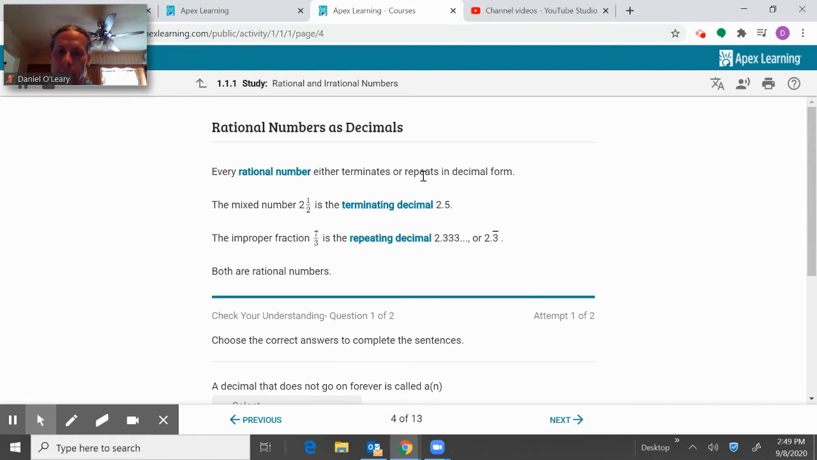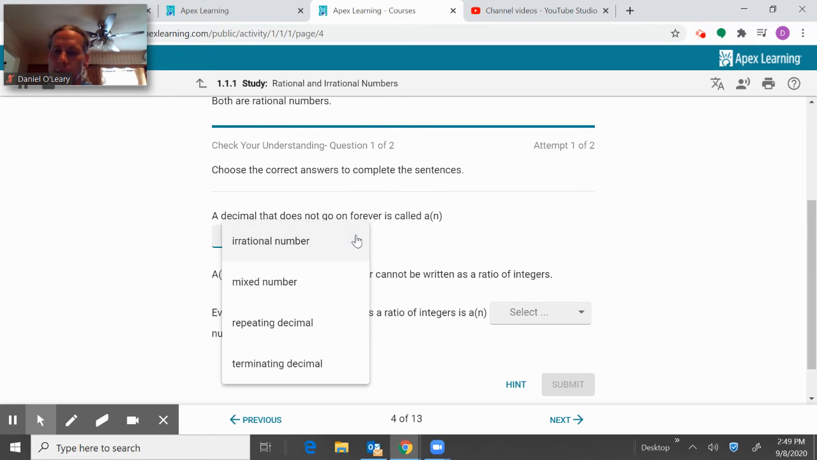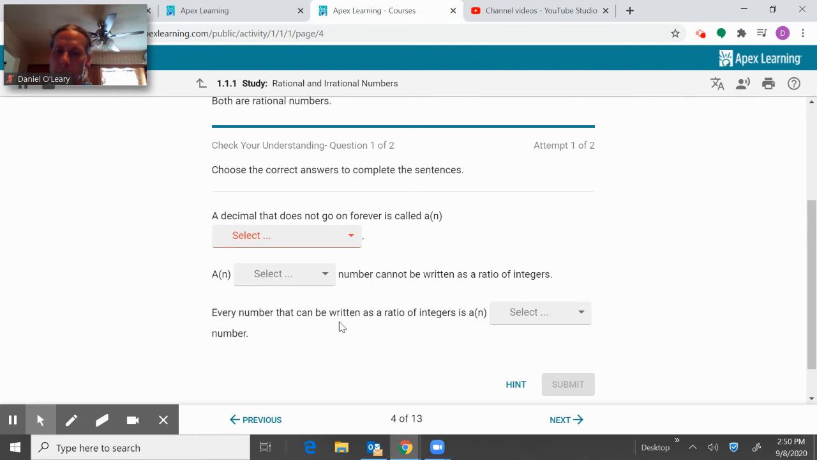Okay, so every rational number either terminates or repeats. Terminating decimals, repeating decimals. A decimal that goes on forever is called... Okay, you would pick the answer choice. Again, just those drop downs. You pick the answer that you think is correct, and then eventually you'll submit when you think that answer is right.